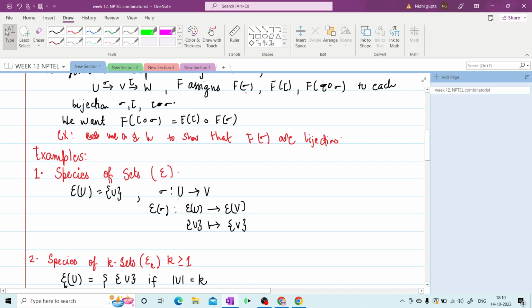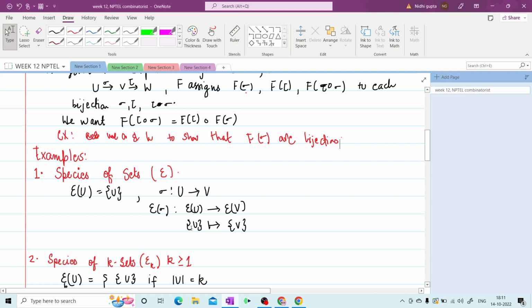And then if we do that, now we have to assign a bijection to each bijection. So suppose sigma is a bijection from U to V. Then from this exercise we know that we have to assign some bijection. Now epsilon(sigma) should be some bijection. Now epsilon(U) is a singleton set, epsilon(V) is a singleton set, and therefore there is just one bijection between two singleton sets.